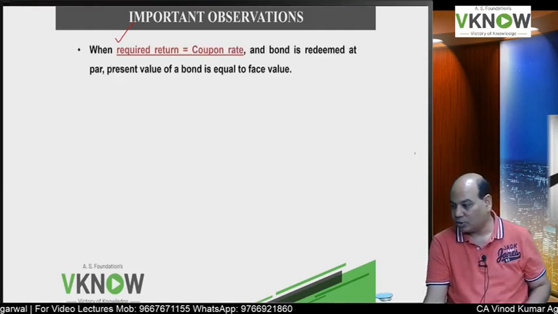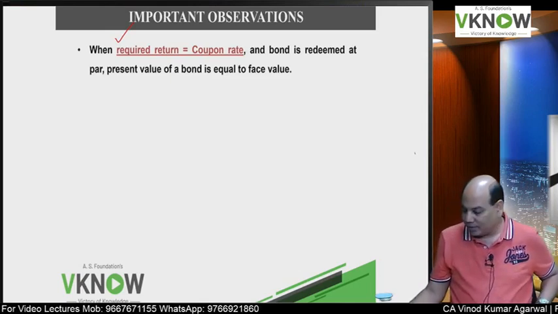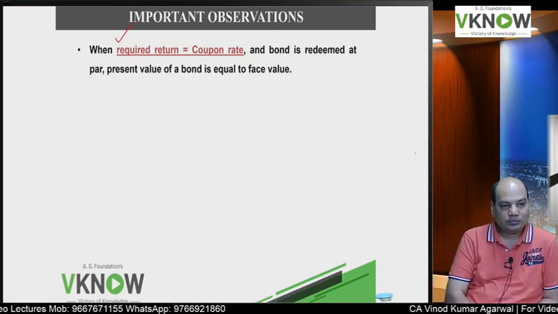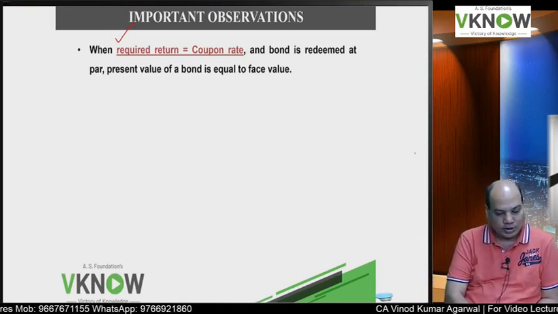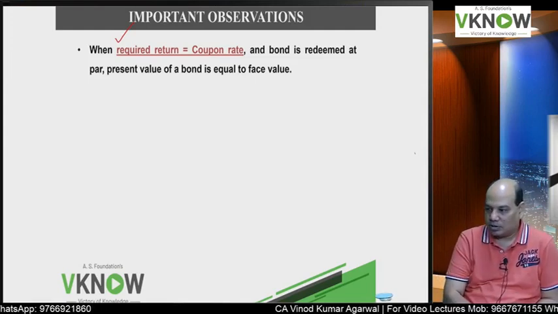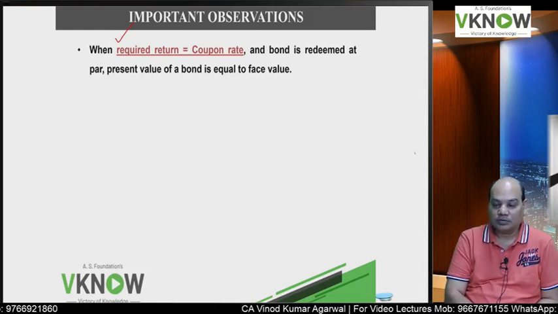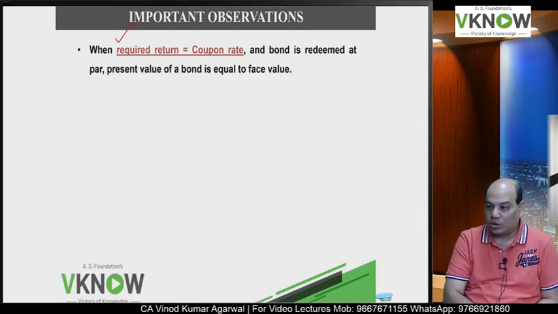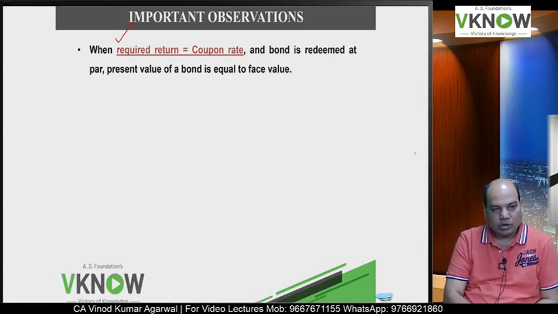So first observation, an important observation. First point: when required return is equal to coupon rate and bond is redeemed at par, present value of a bond is equal to face value. Please write down in the notebook. Trust me, I have covered this chapter in extreme detail. Everything will be covered in this chapter.